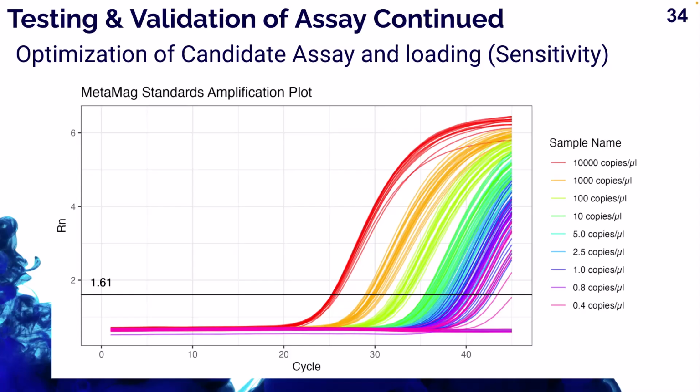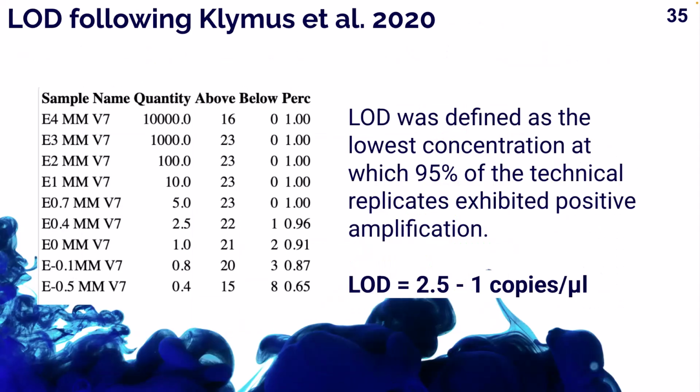From here, we were able to get our standard curve and optimize amplification tightness across all of our replicates. These standards will also be run on every qPCR with a minimum of at least 3 replicates to refer to with our samples, and also make sure our assay is running properly. With all this data generated, we are able to determine our limit of detection and limit of quantification. And for this, we followed Klimas et al.